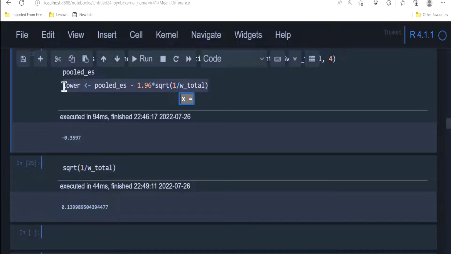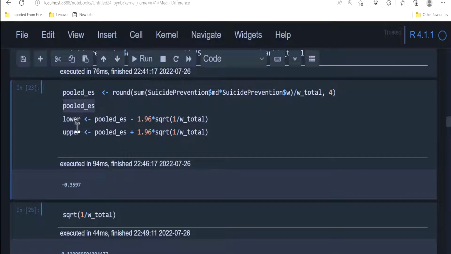And again, that will be the lower bound. If we want to calculate the upper bound, it will be simple, just changing it to plus. And now we should be able to get our pooled effect size. And now let me just combine all of them. And maybe I can use the paste command and show you how they look.